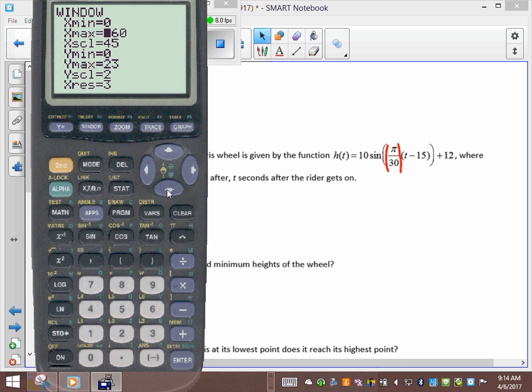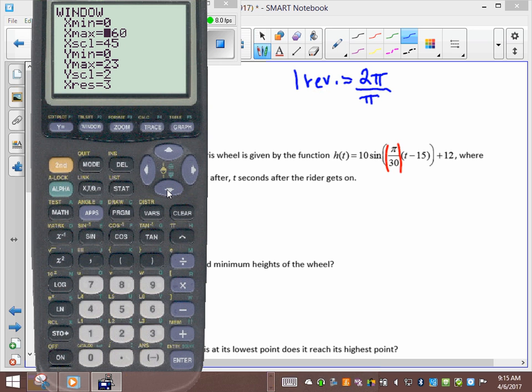Okay? How can I figure out how long it takes to rotate? 1 revolution. What is 1 revolution the same as? Period. How do I get a period off an equation? 2 pi divided by b. So 1 revolution equals 2 pi divided by b. b in this case is pi over 30. So that's 2 pi times 30 over pi. So this thing repeats itself every 60.